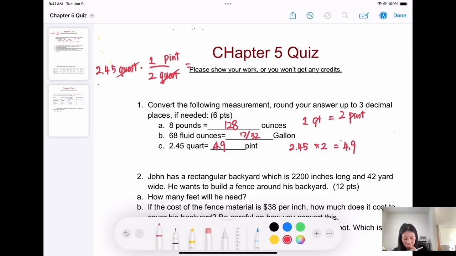Oh sorry, it's 1 quart equals 2 pints. I wrote that wrong. So this should be 2 pints over 1 quart, so that they can multiply, equals 2.9 pints. So both ways work. So here's the answer.